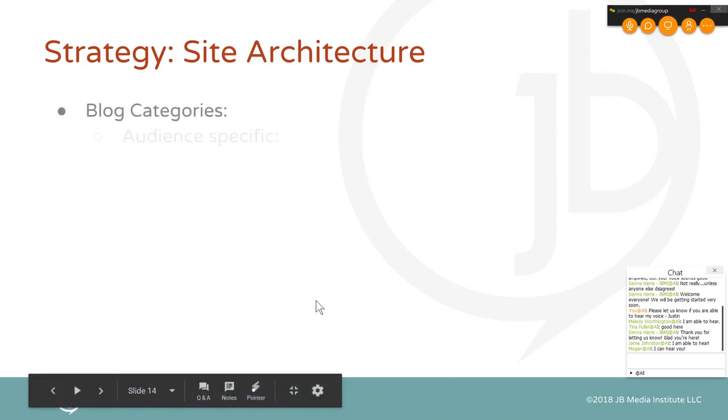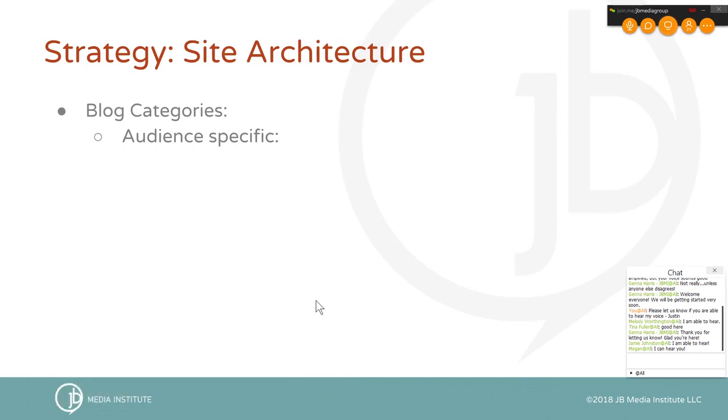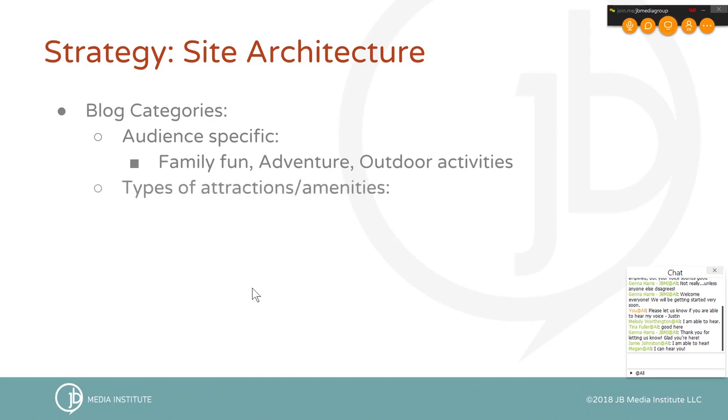So blog categories, there's a lot of options for tourism websites, but you can do audience-specific ones. Family would be one audience, adventure and outdoors would be one. There's often other ones, culinary or romantic. Those are other audiences you might want to target. Types of attractions, so you might have content related to museums or historical content, accommodations, breweries. So you could put your blogs into categories related to attractions. And most blogs have 4 to 15 different categories.